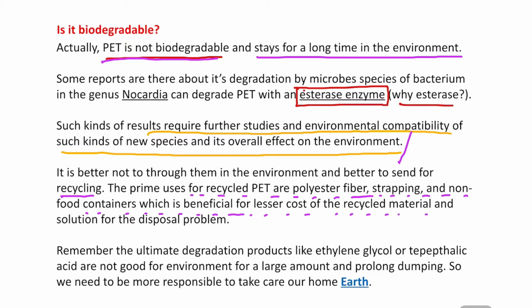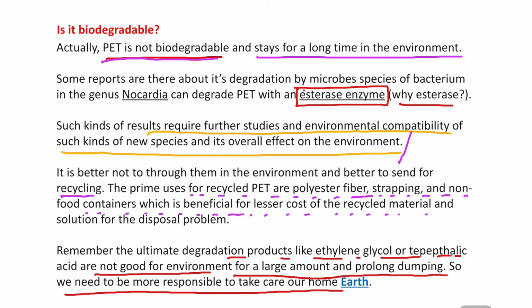So remember that the ultimate degradation products like ethylene glycol and terephthalic acid are not good for the environment in the case of large amounts and prolonged dumping. So we need to be more responsible to take care of our home earth. So that's why you should not dump. And please, I request you, because it is very risky to say anything publicly, I am not saying that product cost should be high, that I am against the people who can't afford it. No. I am against throwing things into the environment. Whoever is doing that, I am against that. My intention is not that everything must be costly and only a percentage of the society will be able to afford it and others not.